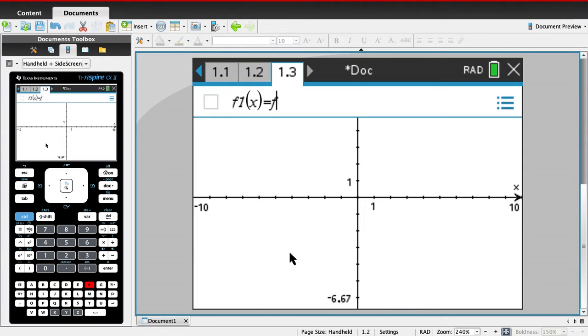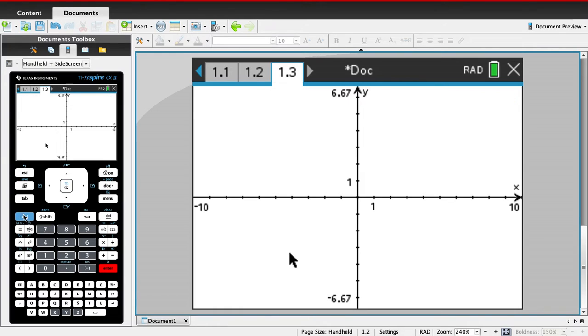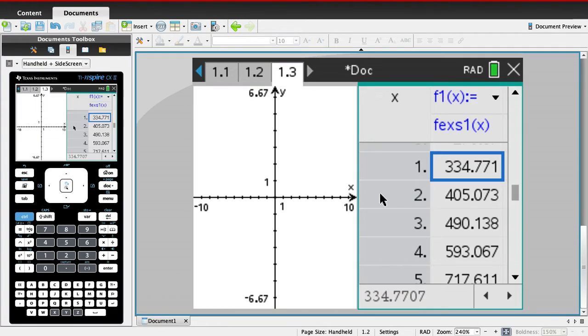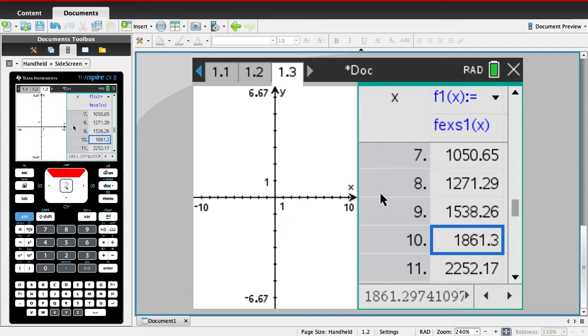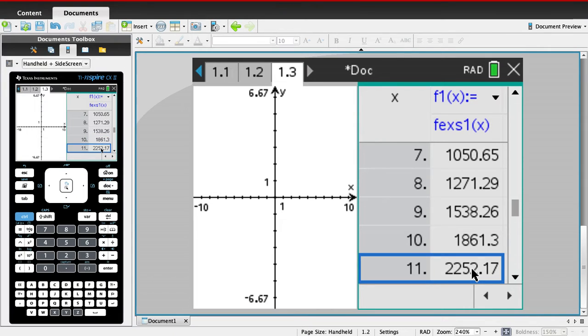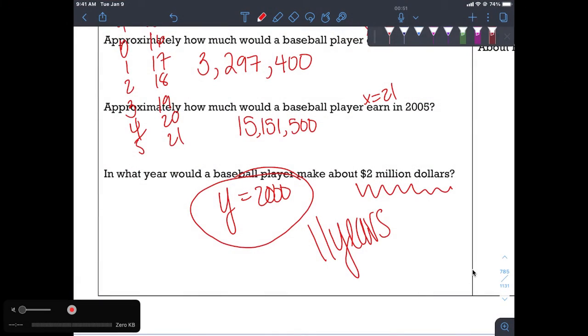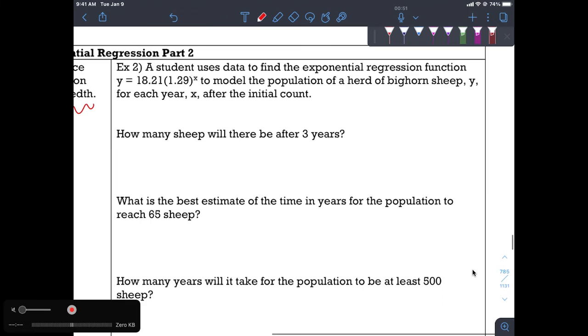So let's go ahead and we'll graph out that function. And I'm going to go ahead and look at my table. I'm looking for approximately 2,000. So it looks like it's going to be somewhere in between 10 and 11. But for the purposes of this, I would say 11 because that's already over 2 million. So my correct answer would be 11 years. All right, let's take a look at the next one.